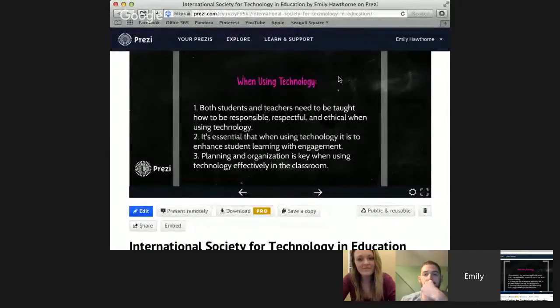One important thought when using technology in the classroom is that both students and teachers need to be taught how to be responsible, respectful, and ethical when using technology. The second thing to keep in mind is it's essential that when using technology, it is to enhance student learning with engagement. The last thing to remember is planning and organization is key when using technology effectively in the classroom. And that will conclude our presentation.